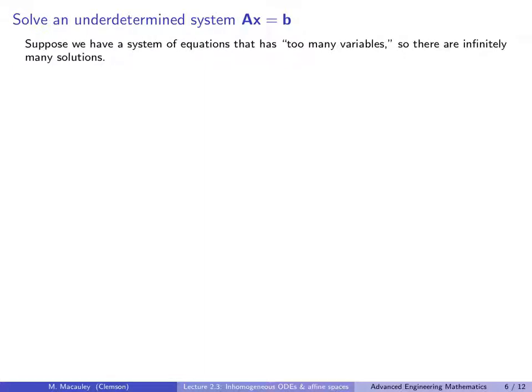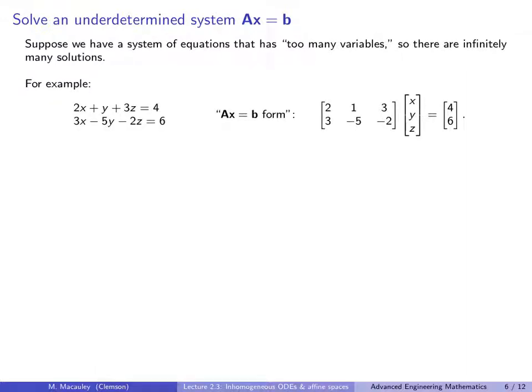Next is a classic problem in linear algebra, not the vector space theoretical stuff I've been showing you, but any intro undergraduate linear algebra course, you will learn about how to solve an underdetermined system of equations, AX equals B. So this means that we have a system of equations that has, in quotes, too many variables. So there are infinitely many solutions. Here's an example. Two equations, 2x plus y plus 3z equals 4, and 3x minus 5y minus 2z equals 6.